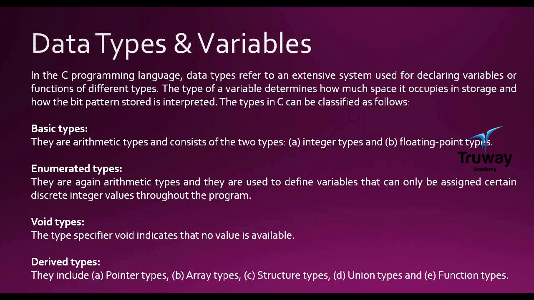Then I have the derived types. In this we have pointer types, array types, structure types, union types, and function types, which we'll go through later. So what we need to understand is we have four types here: the basic, enumerated, void, and the derived types. First we'll start with the basic types.